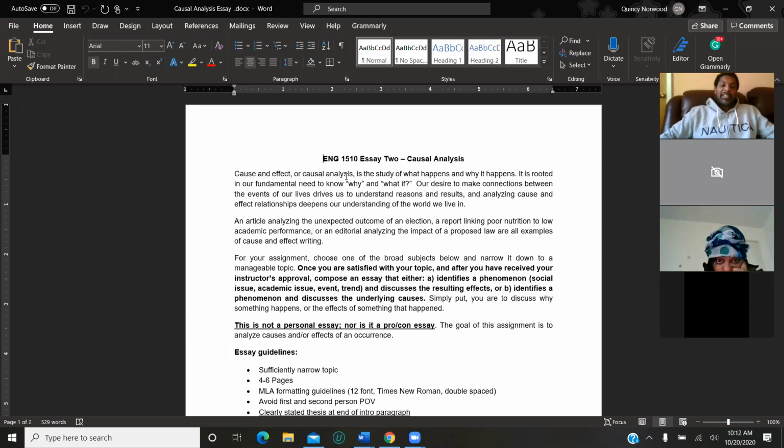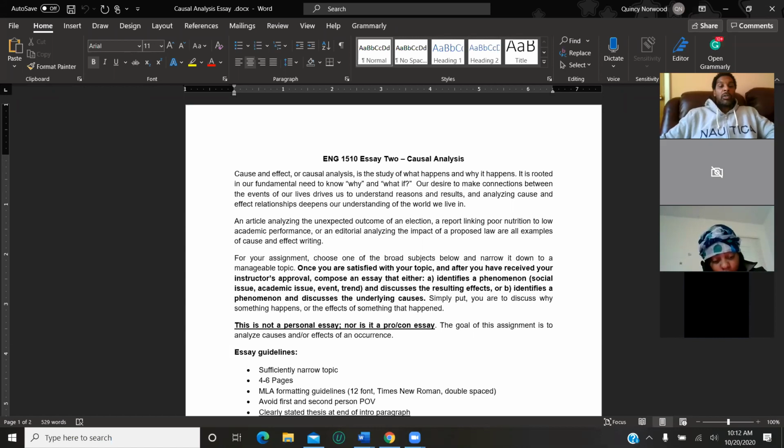And then, analyzing causes and effects really does deepen our understanding of the world we live in. Because when something happens, we can trace the steps of why it happened. Or when something is about to happen, we can look at what's going to be the effect of this once this thing happens.